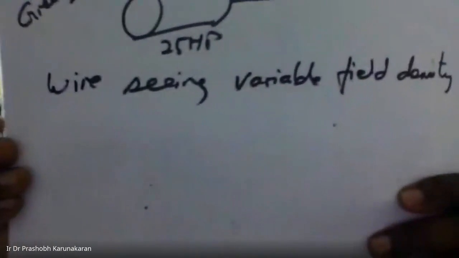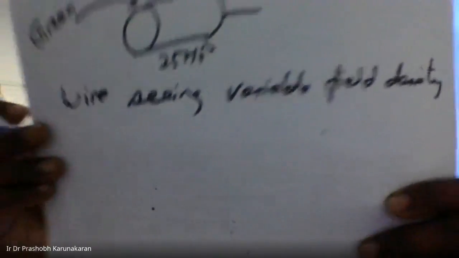So the wire is seeing a variable field density. Variable means it starts at zero, goes up until high, and then goes to low. Only if the wire sees a variable field density do you get a current flow. So this F, which in school they tell you is a force, I wrote a book saying this is actually not accurate to call a force. We call it variable field density.